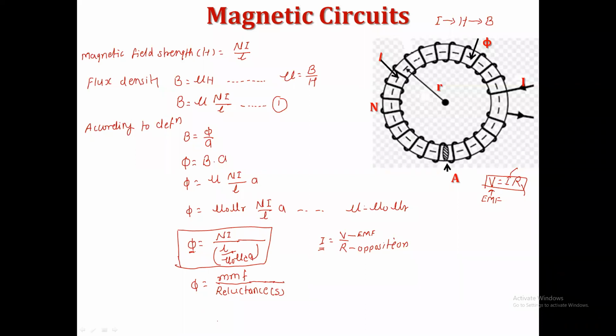This is the actual Ohm's law in the magnetic circuit. Phi is equal to NI upon S, where S, the reluctance, is equal to L divided by mu 0 mu r A. Is it right? Yes. Reluctance is analogous to what? Opposition. It's the resistance in the DC circuit. Do you remember that? What is the formula for resistance?